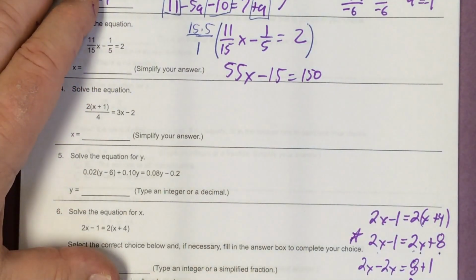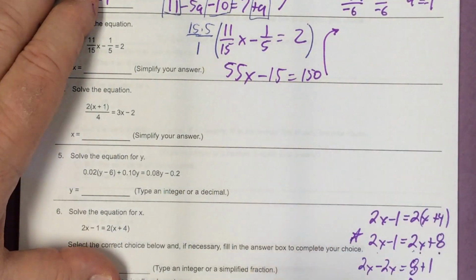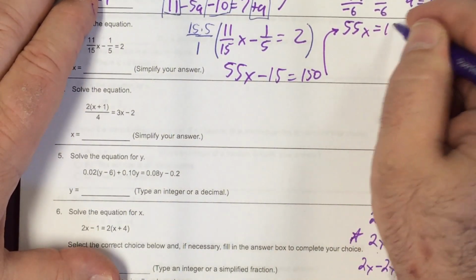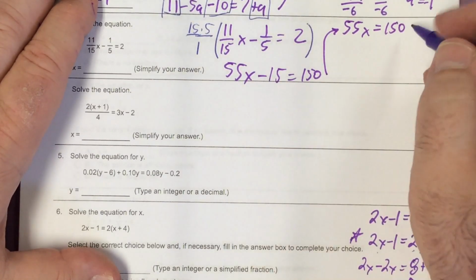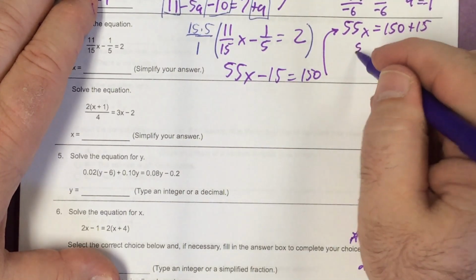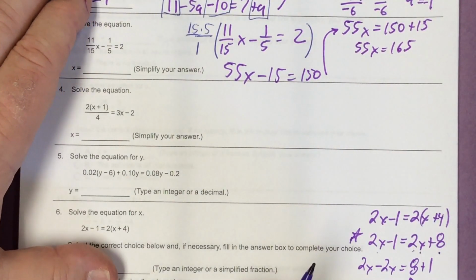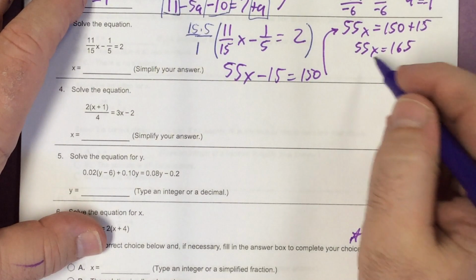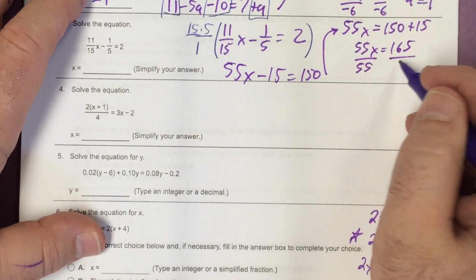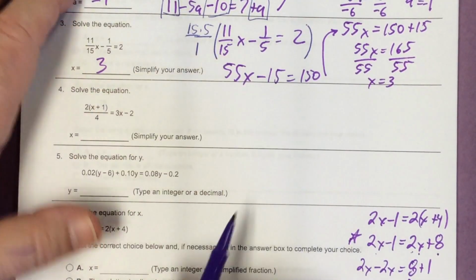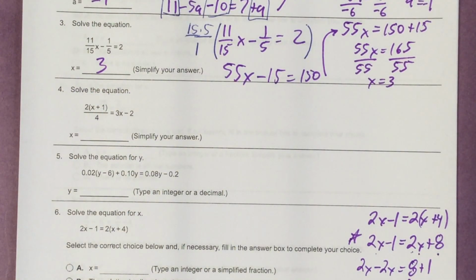Now, again, some people are going to be really strong in their math. They're going to be able to do this without any aid or special techniques. But I'm going to rewrite it up here like I've done in class. I would write this as 55x equals 150, moving the 15 over and making that plus 15. We're getting 55x equals 165. Now, I can divide both sides by 55, and that's going to give me x is equal to 3. And that's that problem worked out.